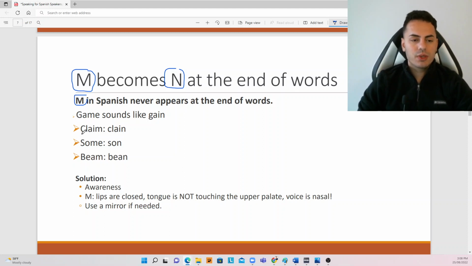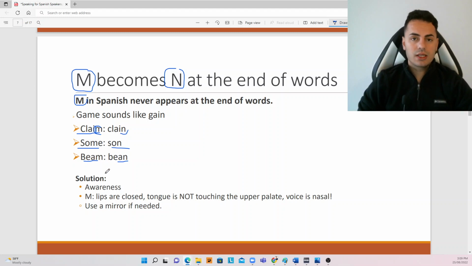So some speakers, instead of saying claim, you could say claim. Can you see the difference in the position of the mouth when I say claim and claim? The lips are not touching each other when I say this sound, but the lips are touching each other when I say claim. Some, you could say sun. Beam, bean. Okay? So this is an issue that you have to fix.